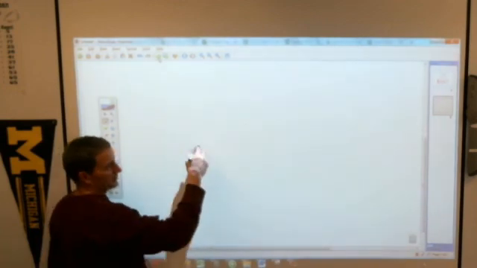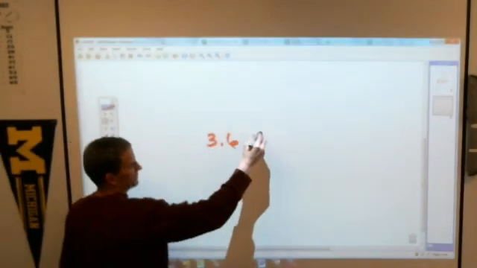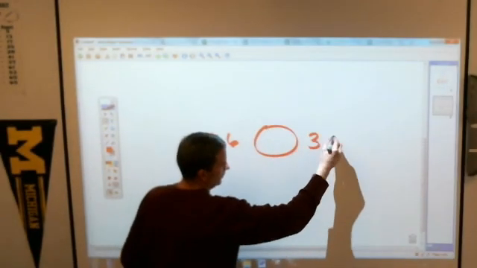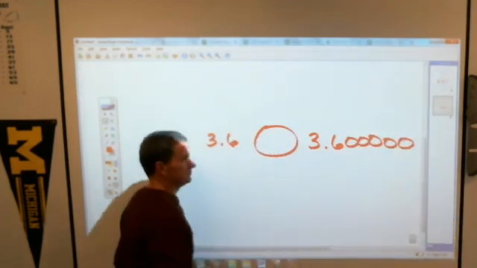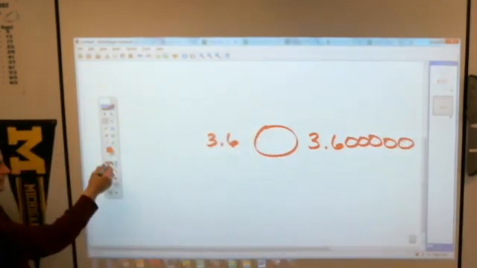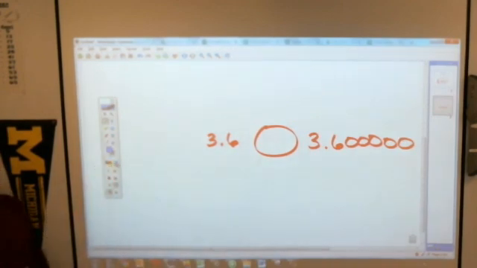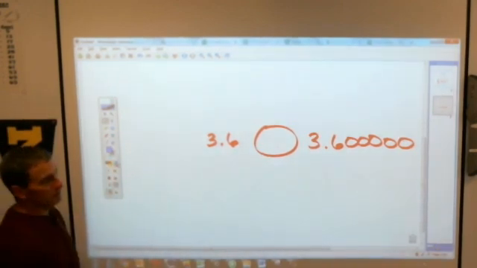Make sure you understand this. 3.6 compared to 3.60000. Which one is bigger than the other? They're equal. Yeah, they're equal.